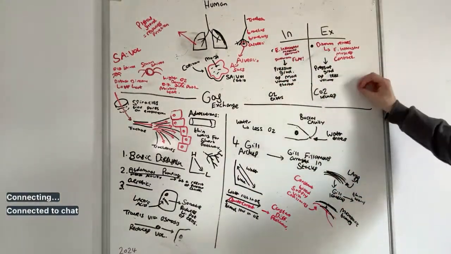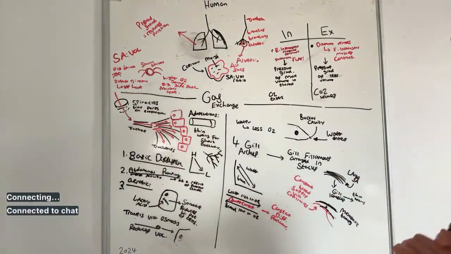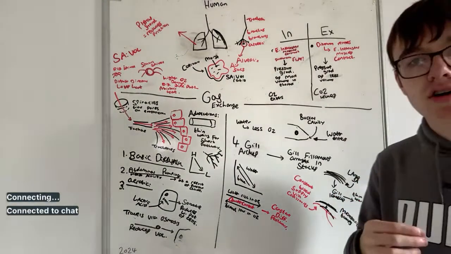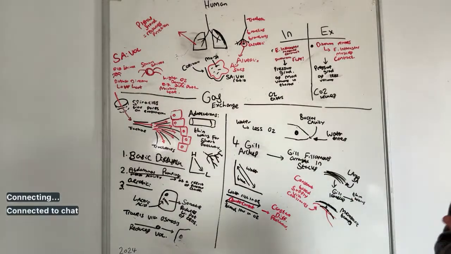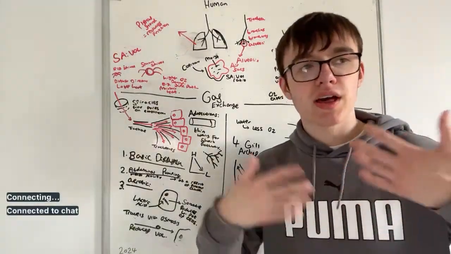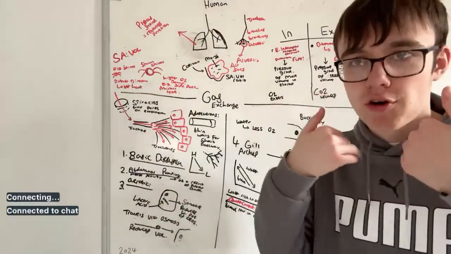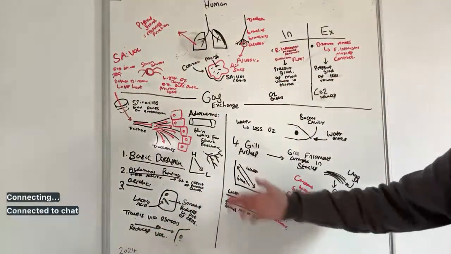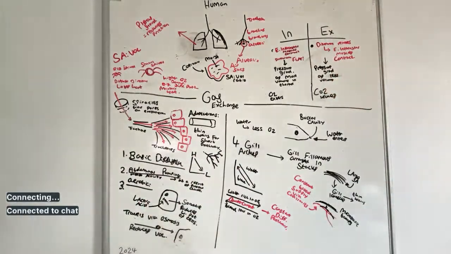The exact same thing happens in expiration. Your diaphragm does the opposite; it relaxes. Your external intercostal muscles contract slightly. The pressure gradient means that oxygen, or in this case CO2, will be drawn out. So oxygen drawn in, CO2 drawn out. It's basically like abdominal pumping, but a little bit more complex.